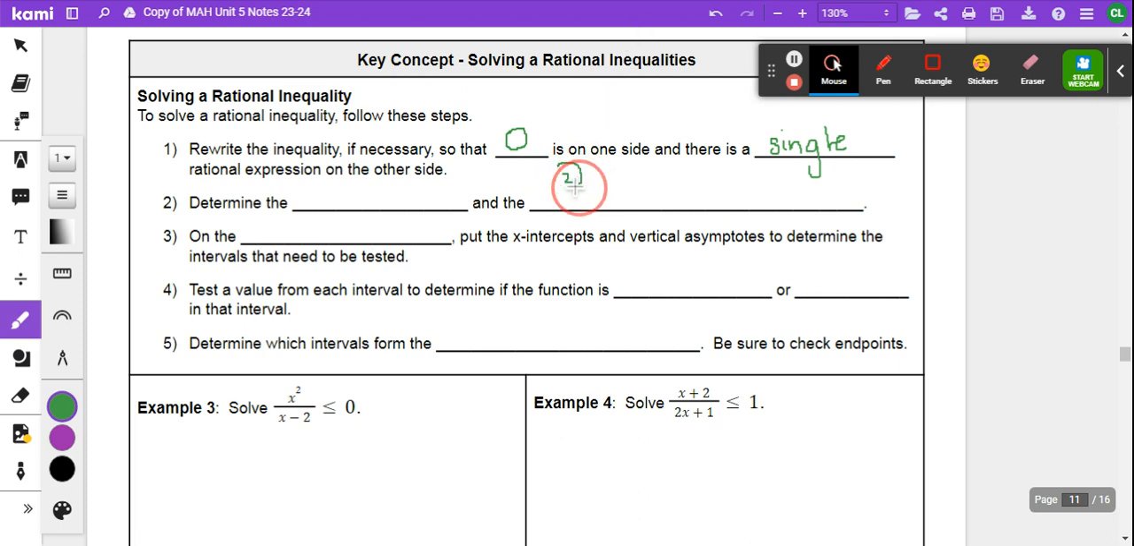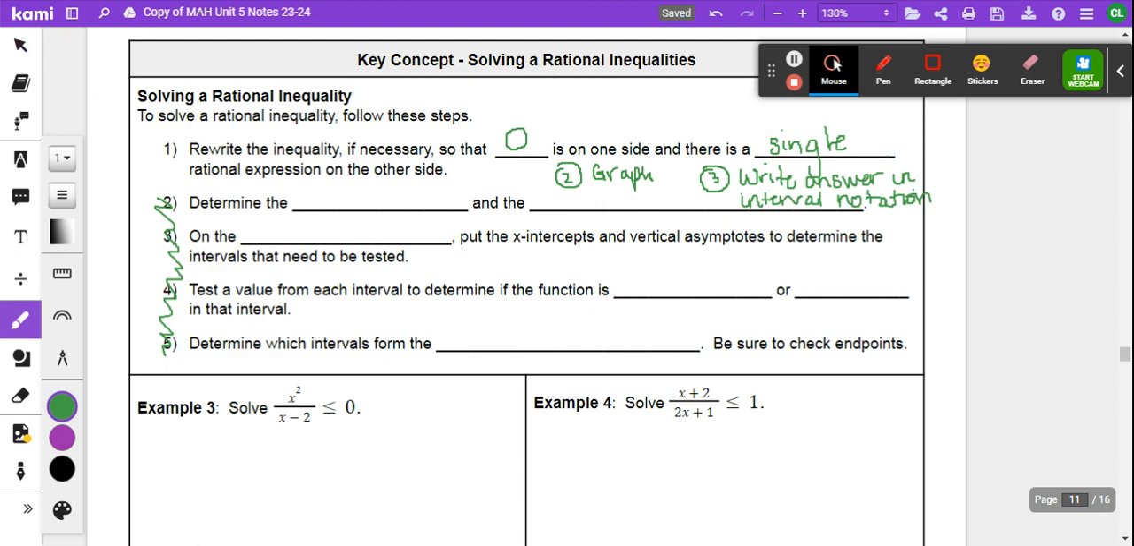Step 2 is going to be graph, and step 3 would be write the answer in interval notation. Okay. So yeah, step 1, but we're not going to do any of these steps here.